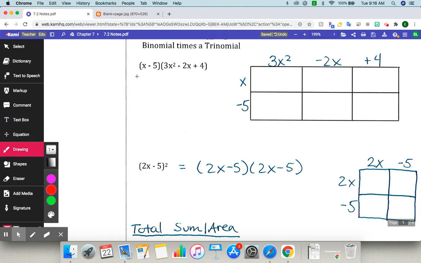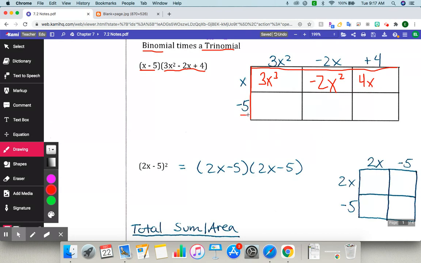In the next example, we're multiplying a binomial by a trinomial. So now we have 2 terms multiplied by 3 terms. So factor 1 is a binomial, factor 2 is a trinomial. So notice we have a 2 by 3 generic rectangle. So multiplying each term, x times 3x squared is 3x cubed. x times negative 2x is negative 2x squared. x times 4 is 4x.